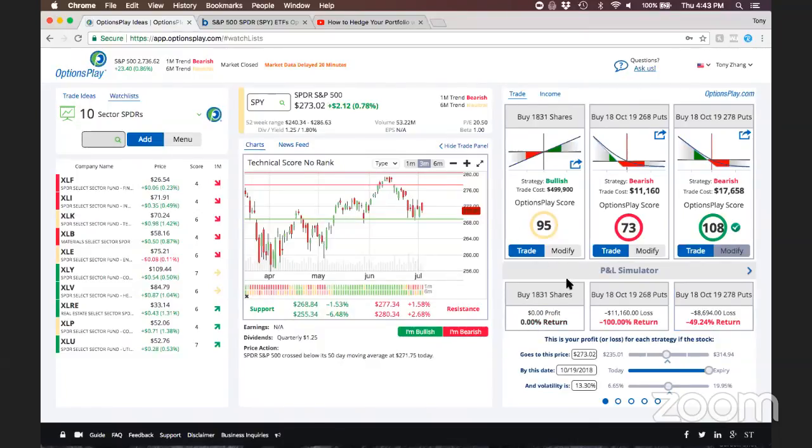So here's my portfolio on the left. If the market goes nowhere, I make $0. I don't make any money. I don't lose any money. What happens to my two hedges?